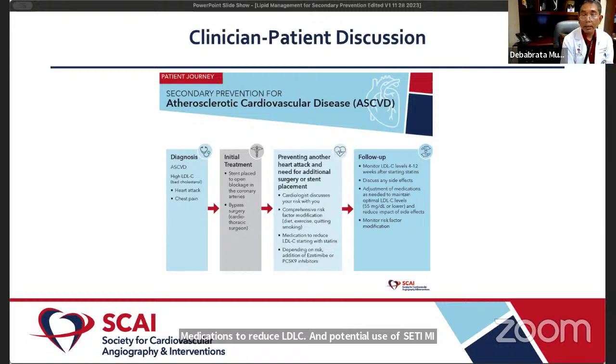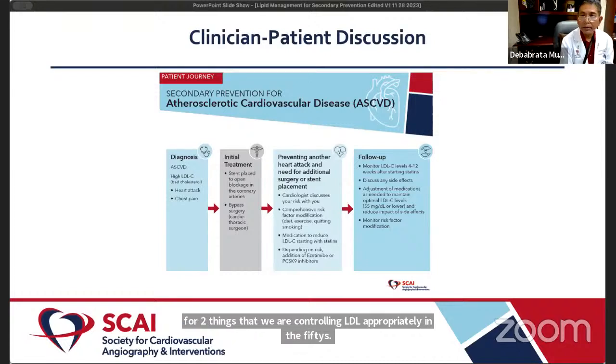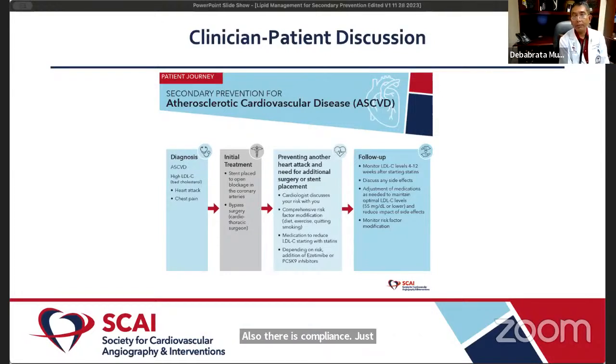It is key, as Dr. Latif said, to monitor LDL to make sure for two things, that we are controlling LDL appropriately in the 50s. Also, there is compliance. Discuss any side effects, adjustment of medications to get to the target LDL, and monitor risk factor modification. Next slide, please.